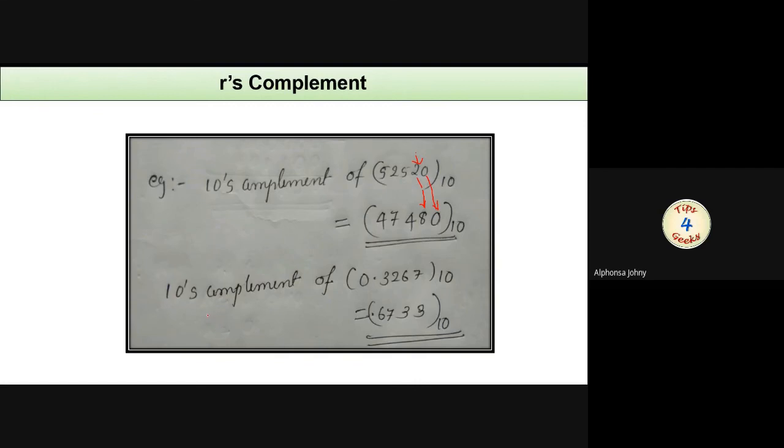Then we can see one more example, the tens complement of 0.3267 to the base 10. Here there are no zeros, so the first non-zero digit is 7. So 7 needs to be subtracted from 10. 10 minus 7, 3. Then all other digits are subtracted from 9. 9 minus 6, 3. 9 minus 2, 7. 9 minus 3, 6. So the answer is 0.6733 to the base 10. This is the shortcut method to find the tens complement.